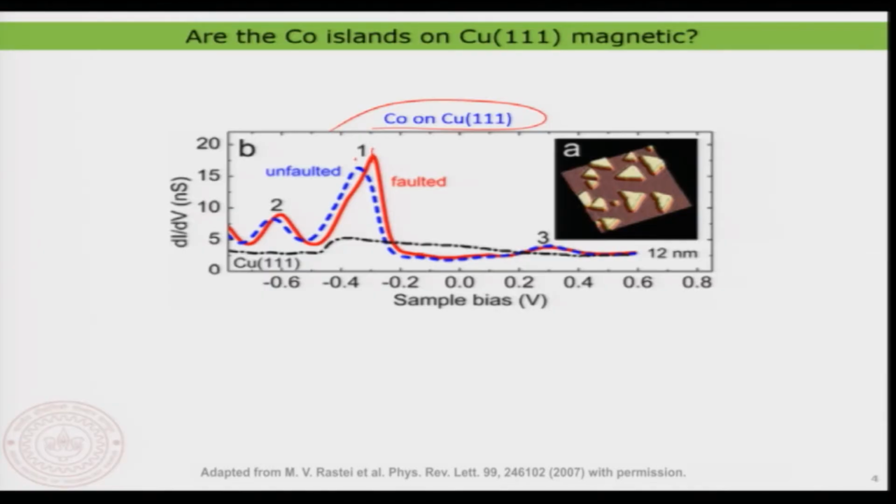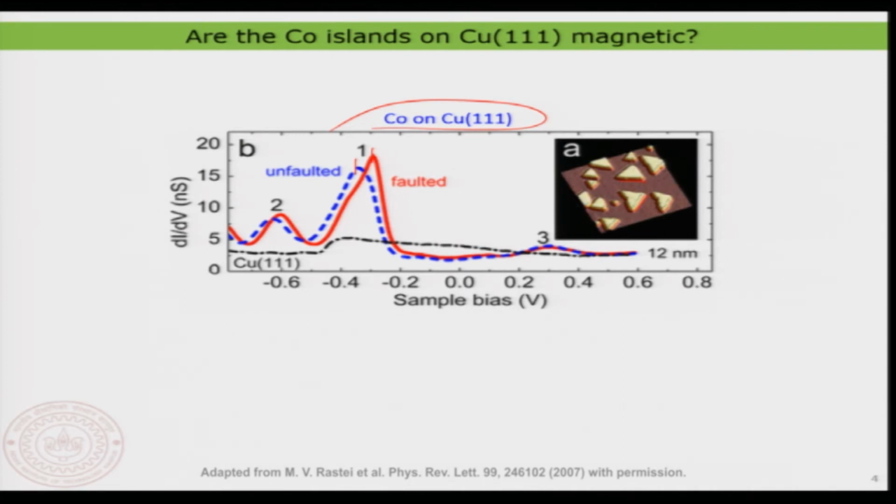Yes, the answer is yes, we can do that, and that is what we want to do. You just recollect that there is this strong resonance coming from the D band of the cobalt, and they are also slightly shifted with respect to each other based on whether you have a faulted or an unfaulted type of island on the copper 111 surface. Yeah? So, please keep that in mind.